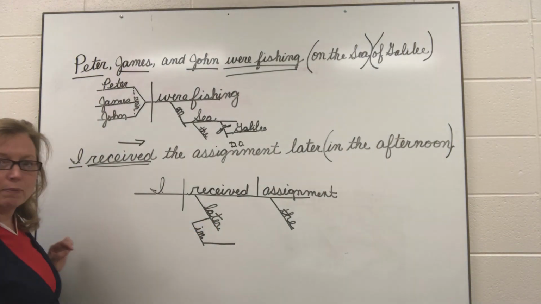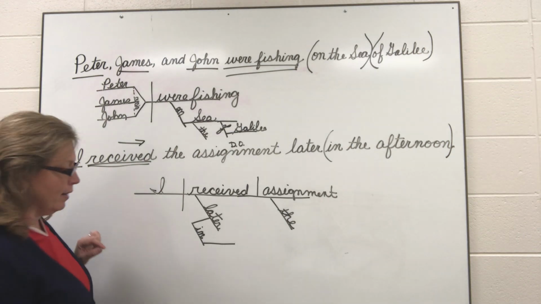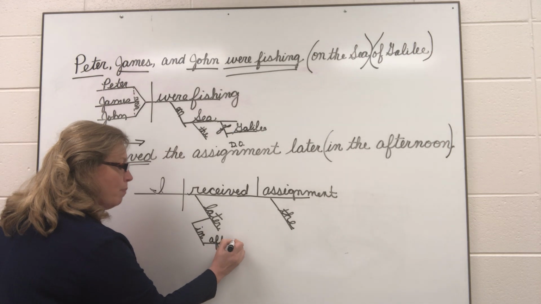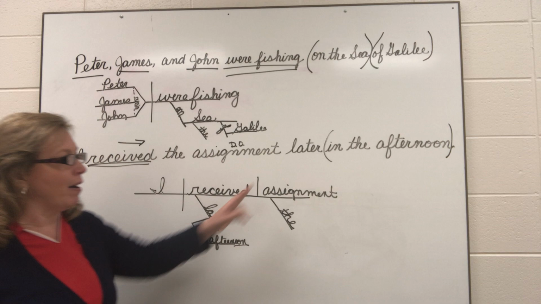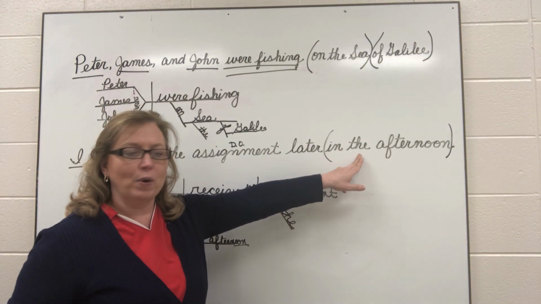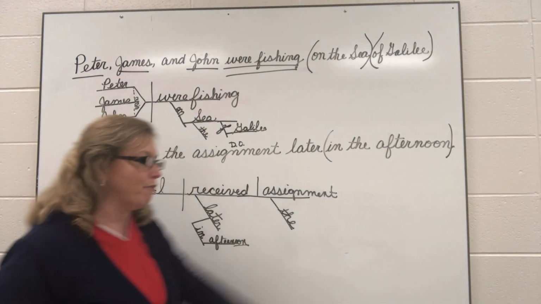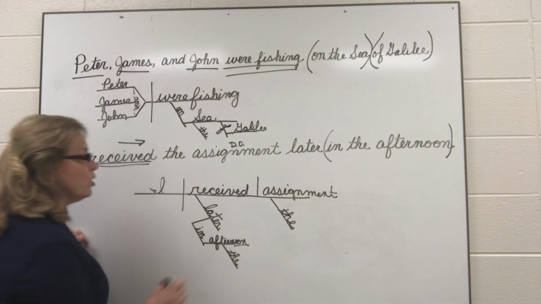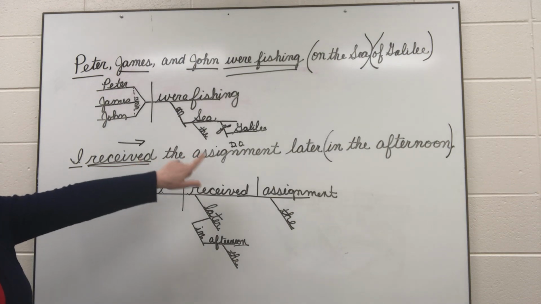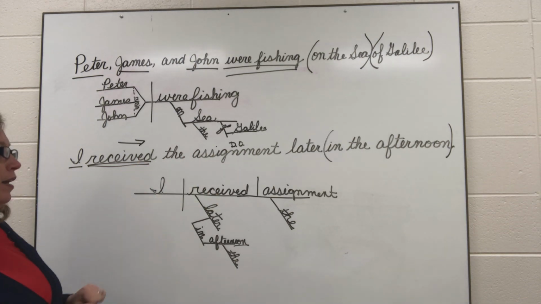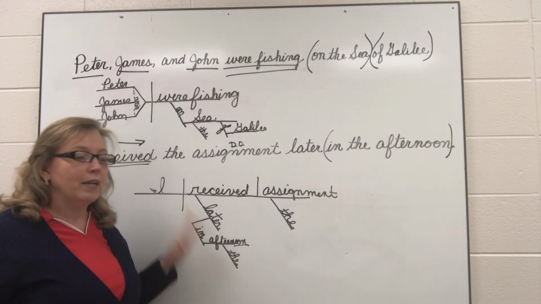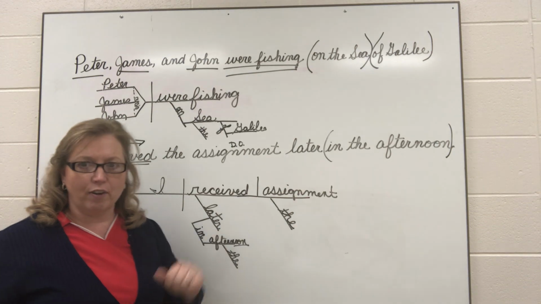In is my preposition. So I'm going to put it right there. Afternoon is my object. Okay? And the last word I have in my phrase is the word the. The is always an adjective describing the noun that comes after. So I have the. So I received the assignment later in the afternoon. Now, this diagram has every word in our sentence very neatly.